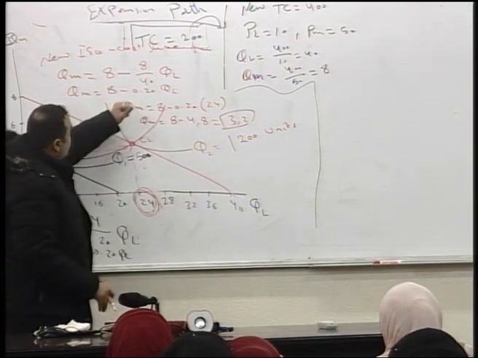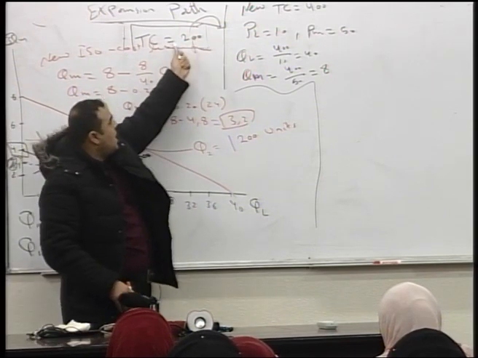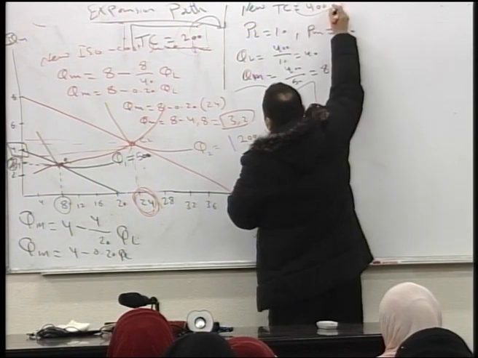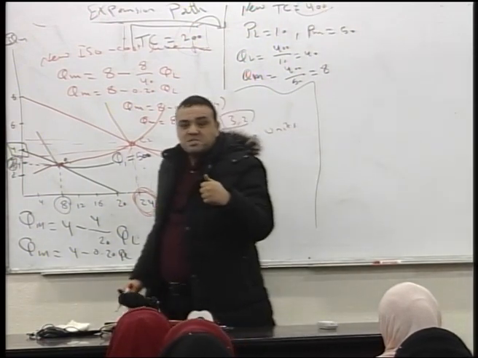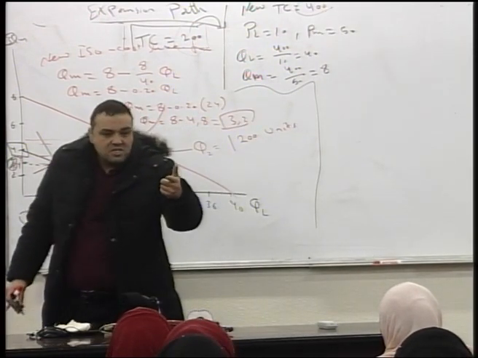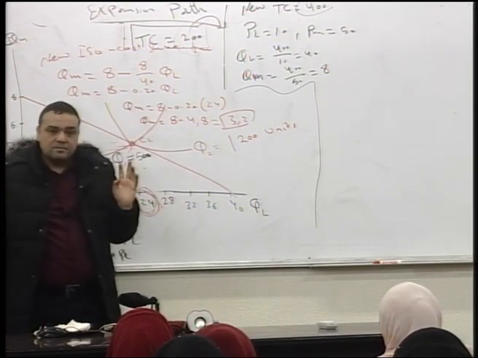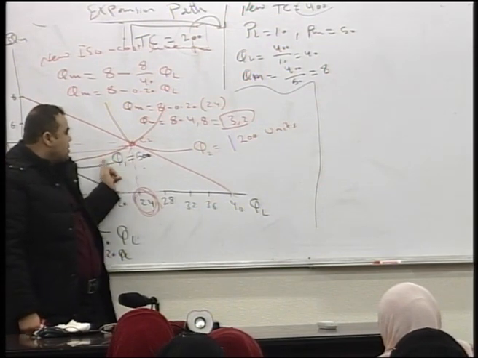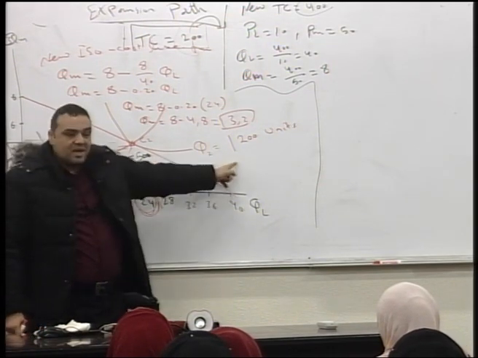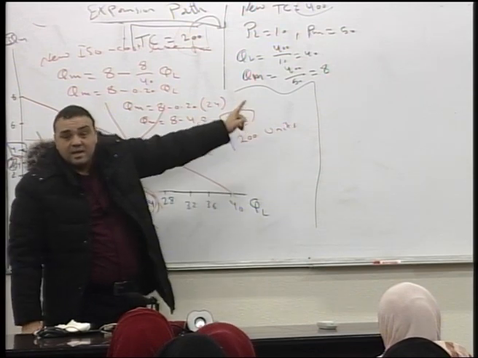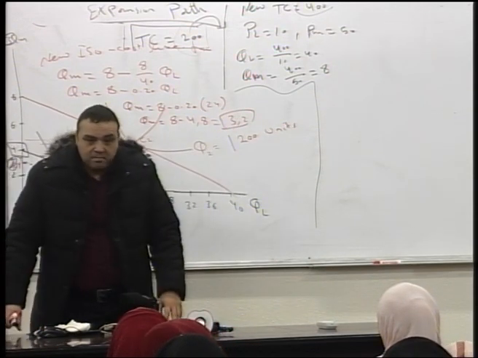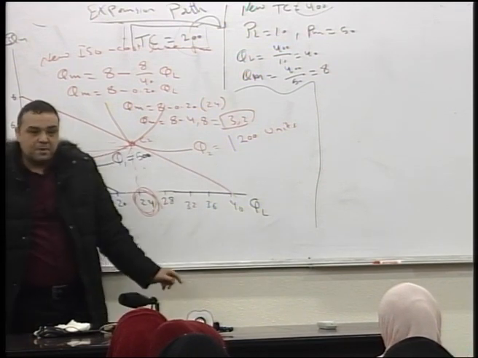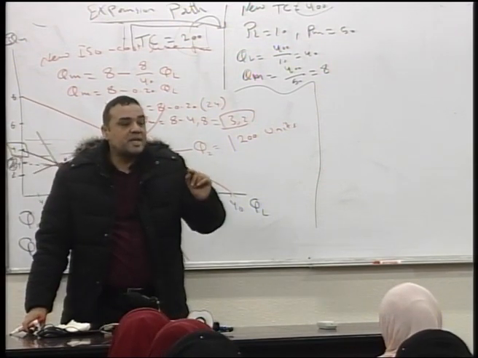We increased the inputs from $200 to $400, which means the inputs increased by how much? By 100%. Then the outputs increased from 500 to 1,200, which is bigger than 100%. If it increased by 100%, how much would it be? It would be 1000. It's bigger than 100%. So the expansion here is good.